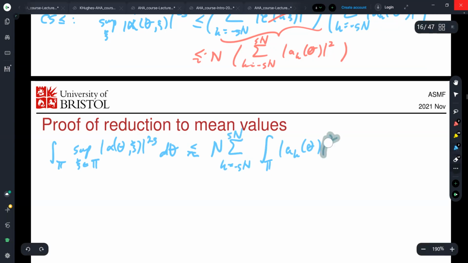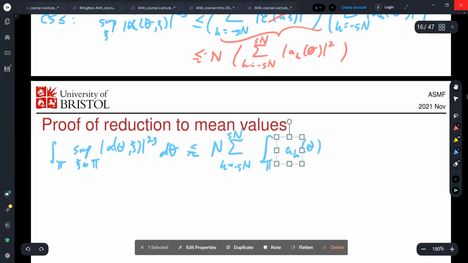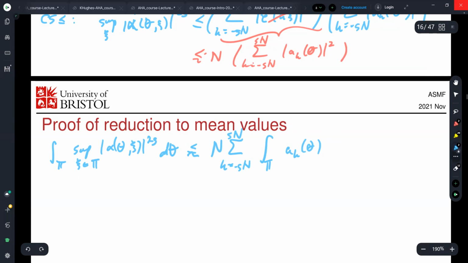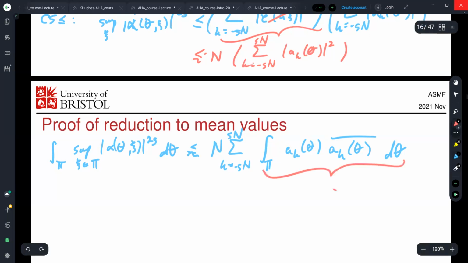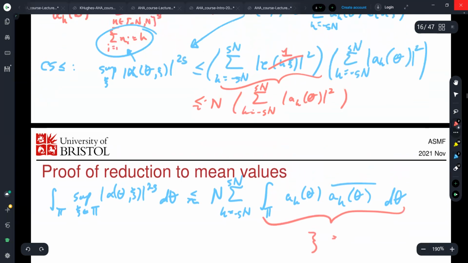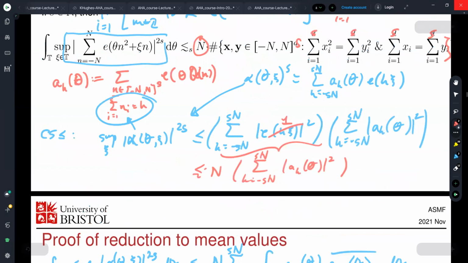And I'm actually going to write this out in a better way. So this is A_h theta conjugated. This is the integral with respect to theta. Great. Now let's apply Plancherel's theorem to find that this integral is actually just equal to, well, what is it from above? How was it defined? It was this definition.